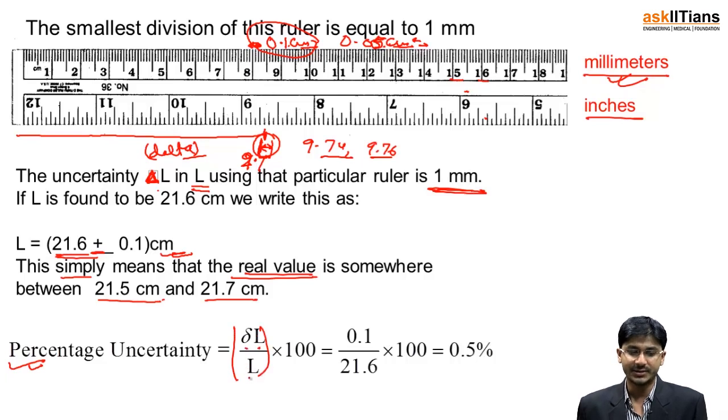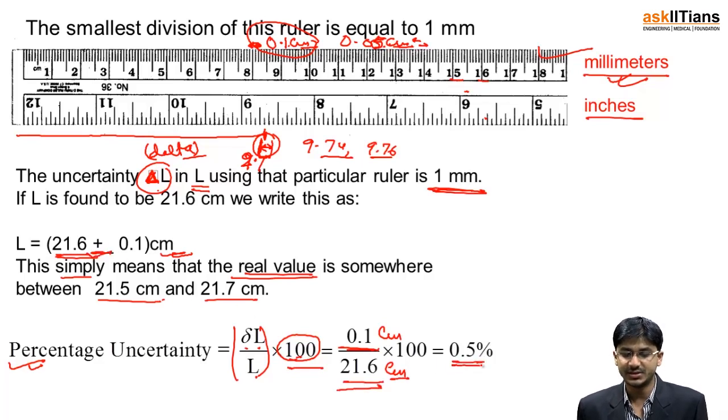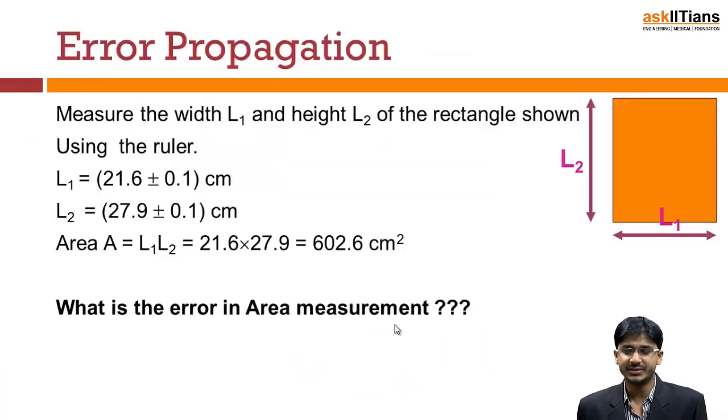Now how to calculate that uncertainty in terms of percentage? Now this is delta L by L, that is the change in length per unit length, into 100. We have converted this into percentage. Now delta L, that is the uncertainty that we saw here, is actually the graduation of this scale. So this is 0.1, we write everything in centimeter. This is 21.6, the length, and when we calculate it comes out almost around 0.5%. So this is how we calculate the uncertainty in the measurement.